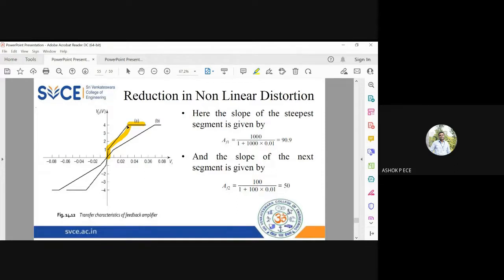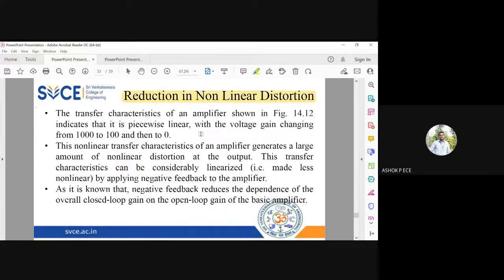Piecewise means only for a particular region it is linear. See, this region it is linear. This region it is linear, but this region it is flat, which means it is non-linear. So we are going to consider an amplifier which is piecewise linear. Piecewise means it is not completely linear. It is going to be linear only in portions. So this non-linear transfer characteristic will generate a lot of distortion at the output.